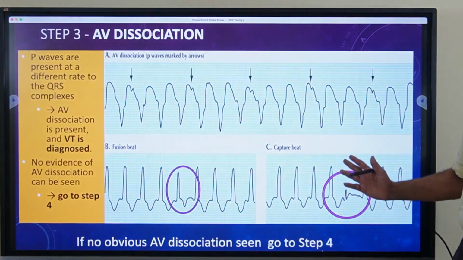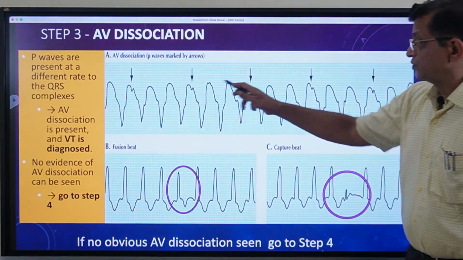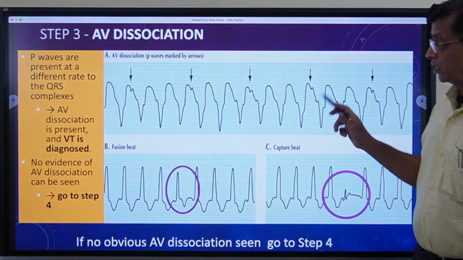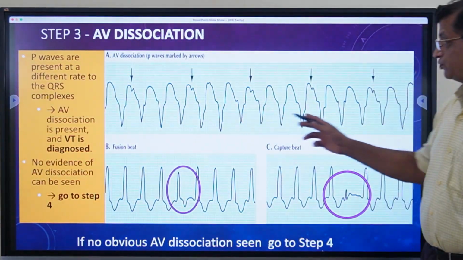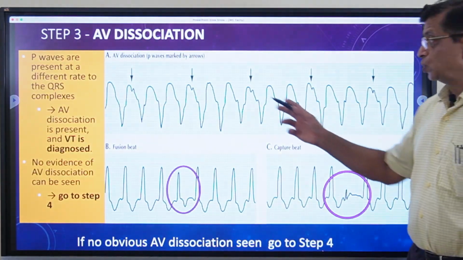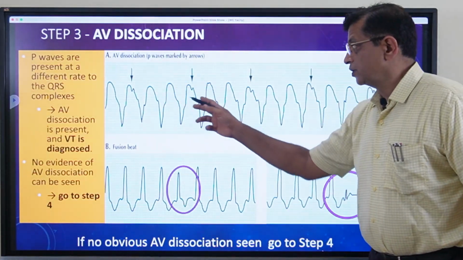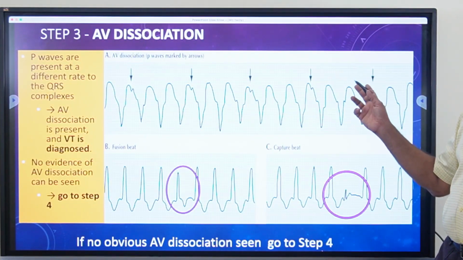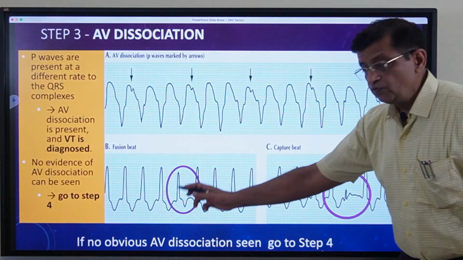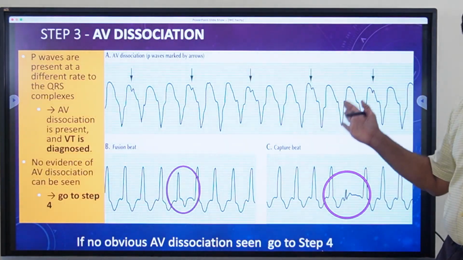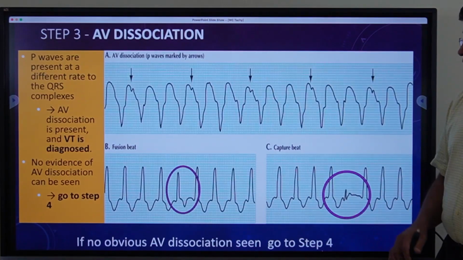What is step 3? AV dissociation. In this ECG, there are P waves that are regular, they are not associated, or they are dissociated, with the QRS complexes. QRS complexes are much faster. In this wide QRS complex tachycardia, there is no relation between P and QRS and the PR intervals are changing, while RR intervals and PP intervals are the same. You also see a capture beat and a fusion beat. So once AV dissociation is seen, that is practically diagnostic of VT, right?